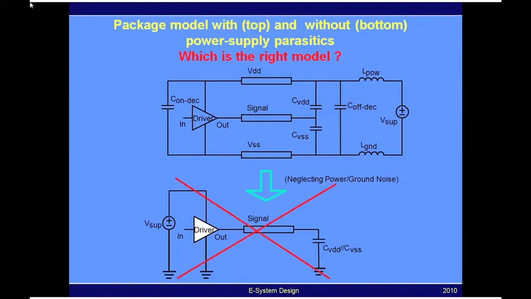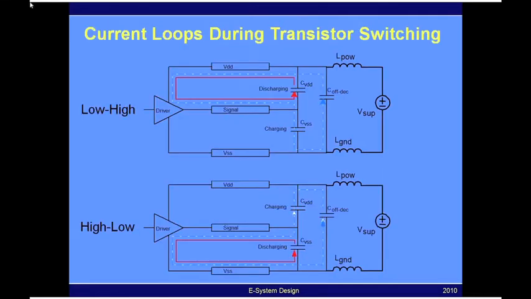Let us now look at current loops when the transistors switch. So let us use the circuit schematic that I showed on the previous slide, which is the correct model, to understand the relationship between signal and power integrity. If you look at the top circuit, what is shown is the current loop in both red as well as the dashed line when you have a low to high transition. And the one at the bottom is when the driver transitions from high to low.